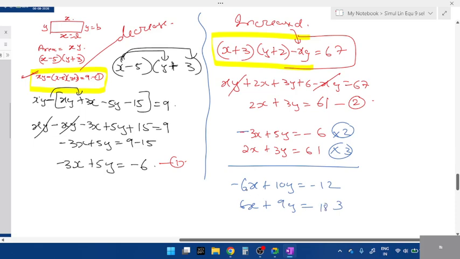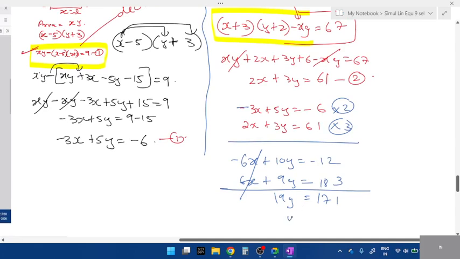181. Sorry, 180. 183 is greater, so the answer is 171. How many times does y go in 171? If we reduce, we get 9. So y is equal to 9. Let me take any one equation. You can take this equation.